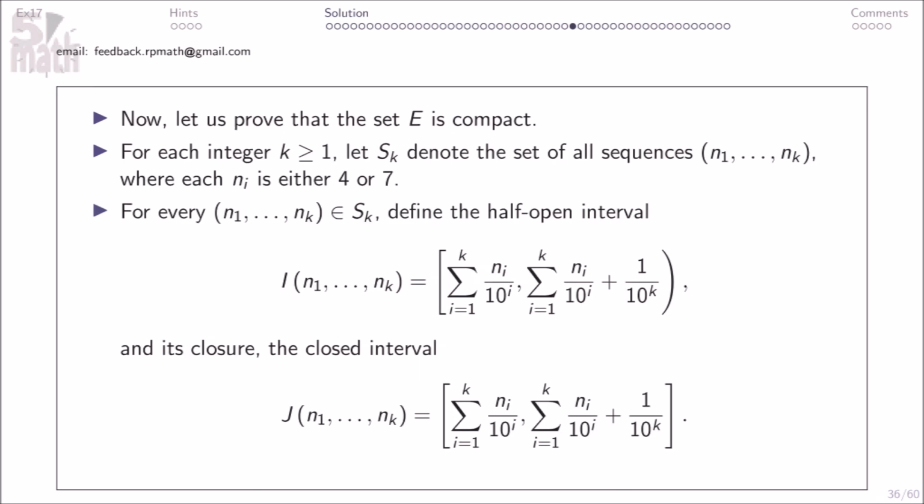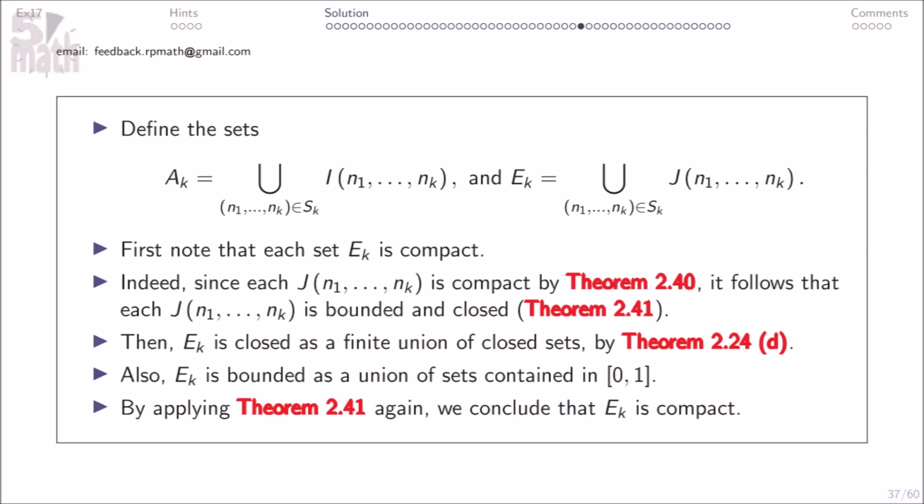Now let us prove that the set E is compact. For each integer k greater than or equal to 1, let Sk denote the set of all sequences, where each ni is either 4 or 7. For every sequence in Sk, define the half-open interval I. For its closure, the closed interval J. Define the sets Ak and Ek.